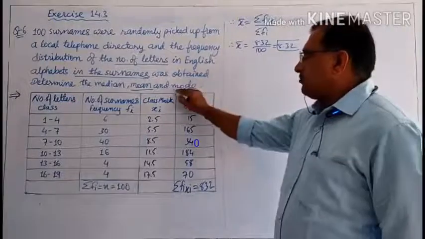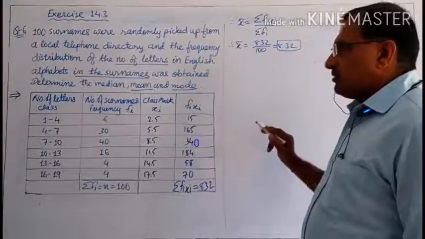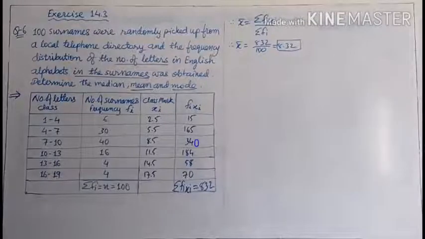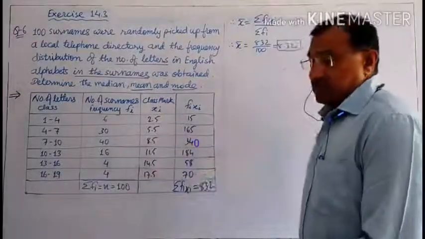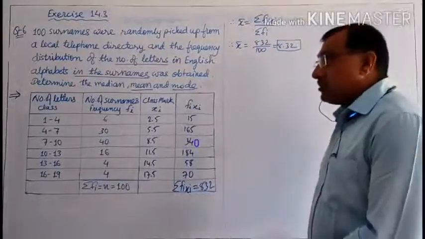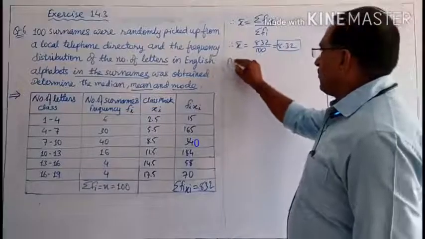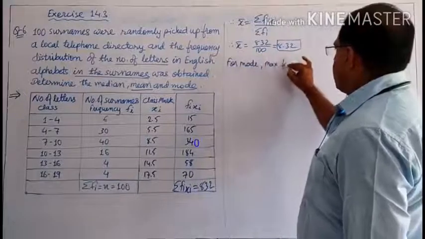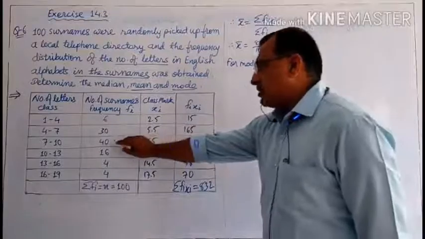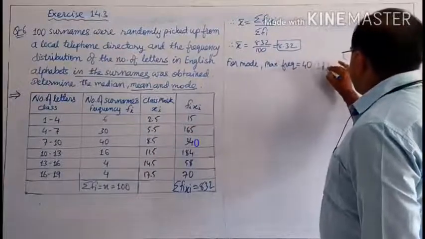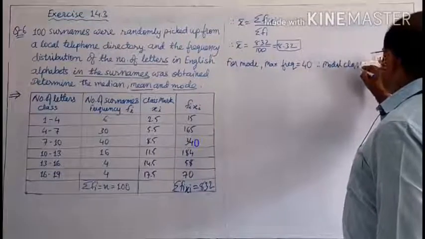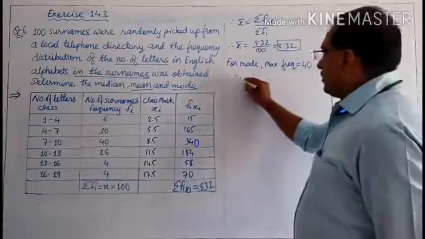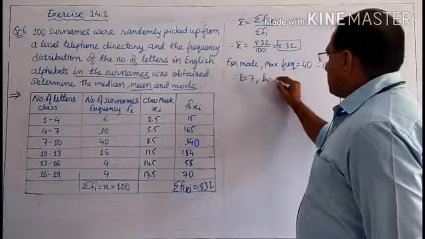Now for the mode, what shall we do? Here it is already arranged, the number of letters given and the surname frequency is given. So for that we need the modal class. For the modal class we need to go for the maximum frequency. So for the mode, the maximum frequency here is 40. Maximum frequency 40, and therefore the modal class with this frequency 40 is 7 to 10, and therefore the lower limit of this modal class is 7, class width is 3.